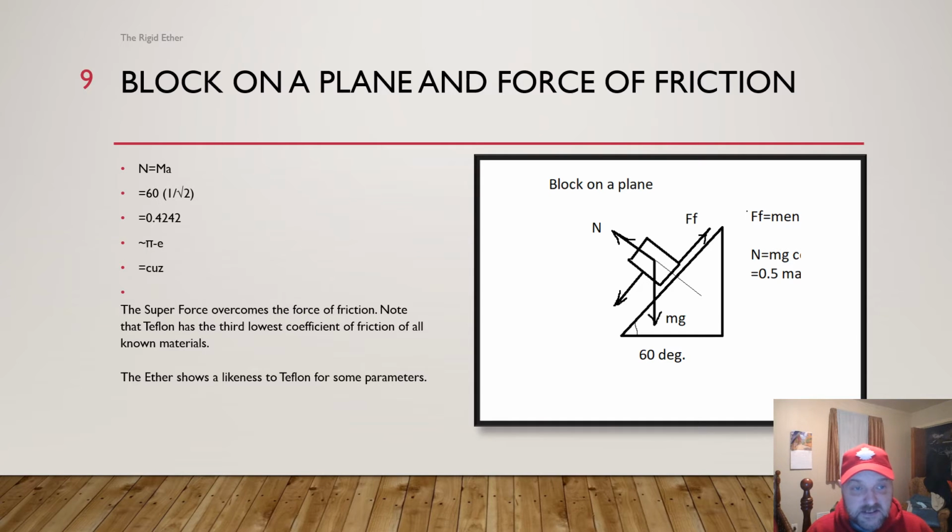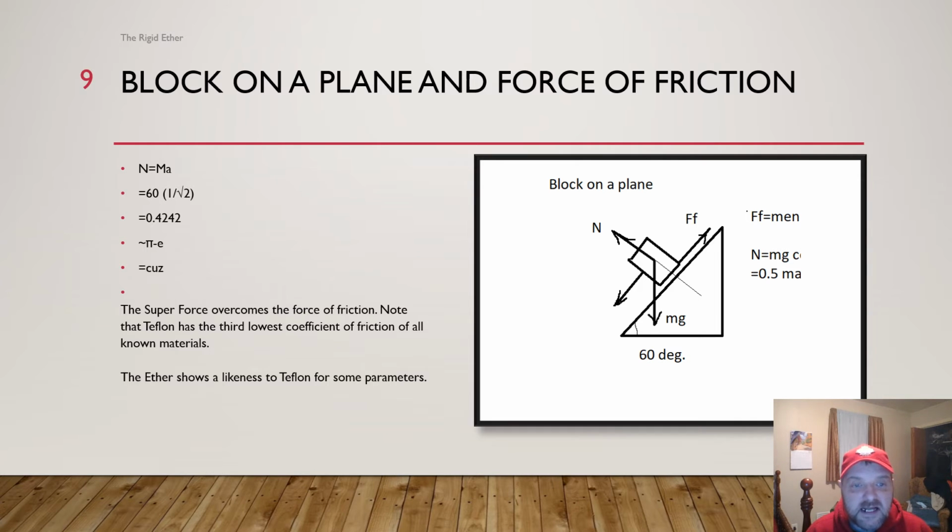1 over root 2 is the acceleration, where sine and cosine are equal. The sine of 45 degrees is equal to the cosine of 45 degrees is equal to 1 over root 2, for your velocity and acceleration. So here we're using acceleration times the mass, which we just showed was 60.4242, which is pretty close to pi minus e, which is Q's, if you want to have a label for it. The superforce overcomes the forces of friction.